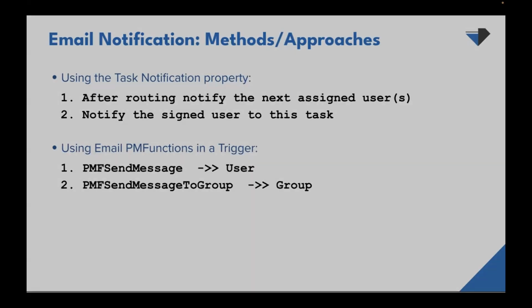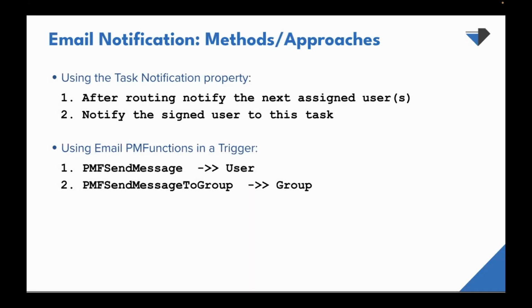Now, for us to be able to include mail notifications in our design, there are basically two methods or approaches to email notifications. It's either you employ the task notification property, or you use email-related PM functions in a trigger. So let's see how we can get this done.